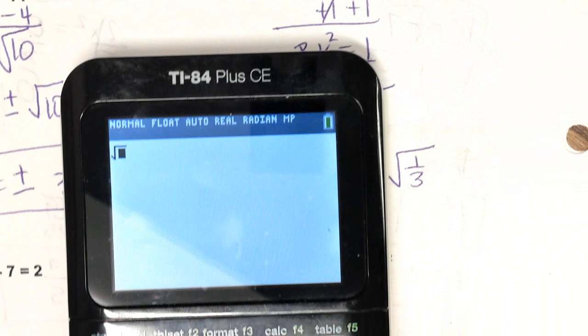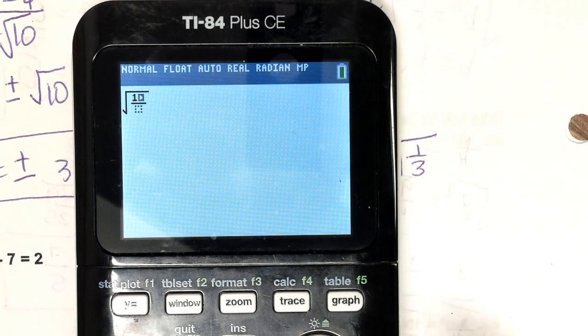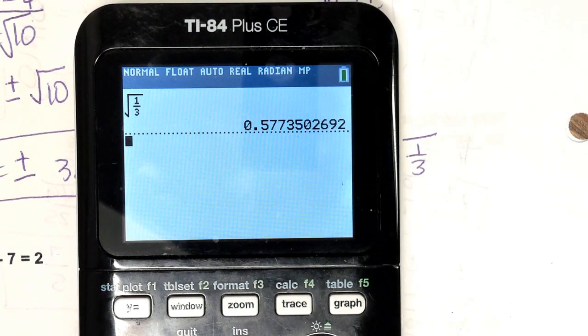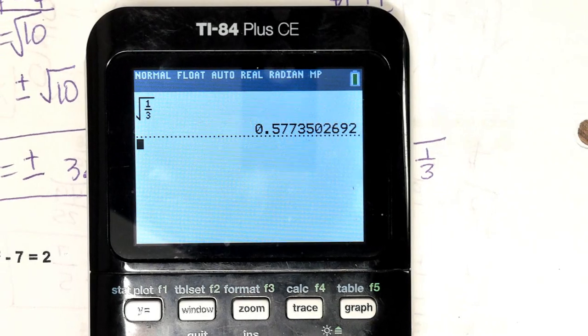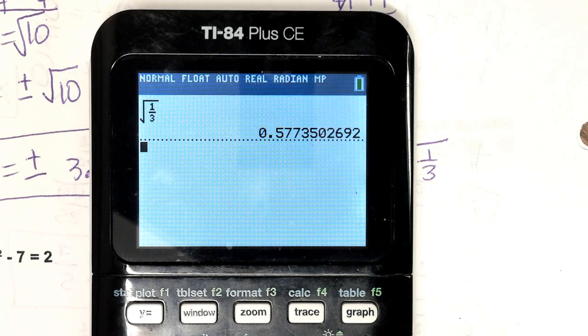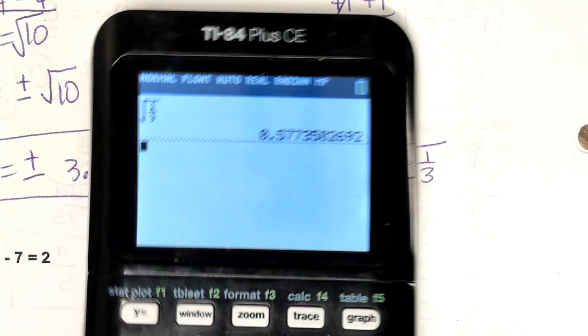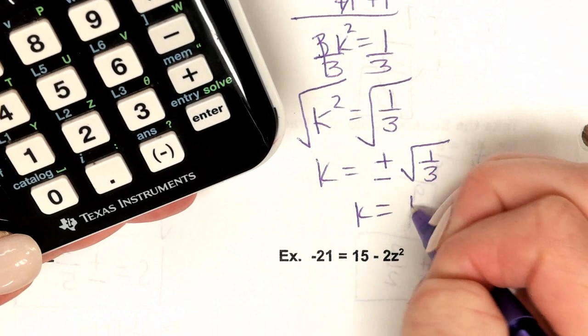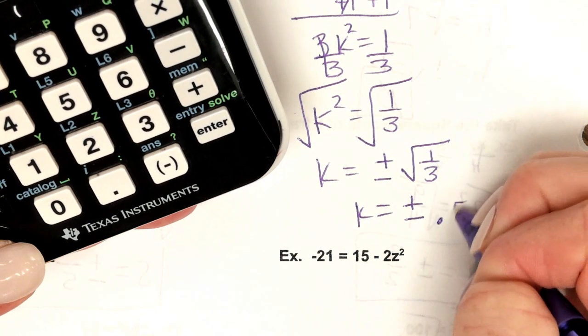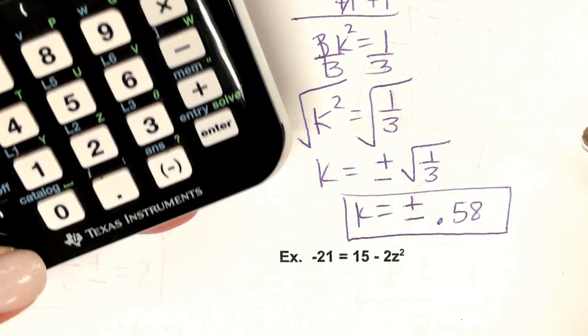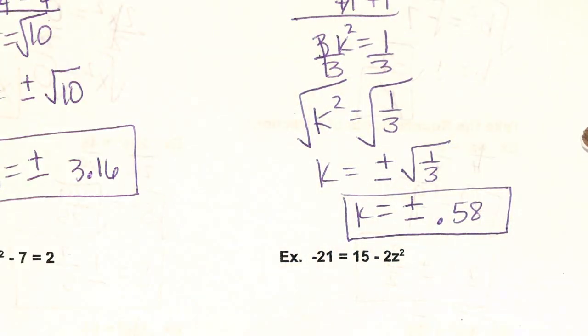say, what is the square root of a third? And it is 0.577. So what would I round this to? 0.58. So I would say k is equal to positive and negative 0.58. That means it touches the x-axis at positive 0.58 and negative 0.58. Yes or no? Everybody good?